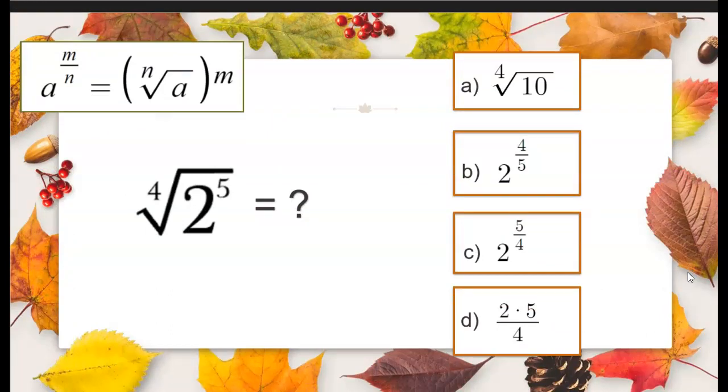How about this one? 4th root of 2 to the 5th. Which of these answers matches that radical?